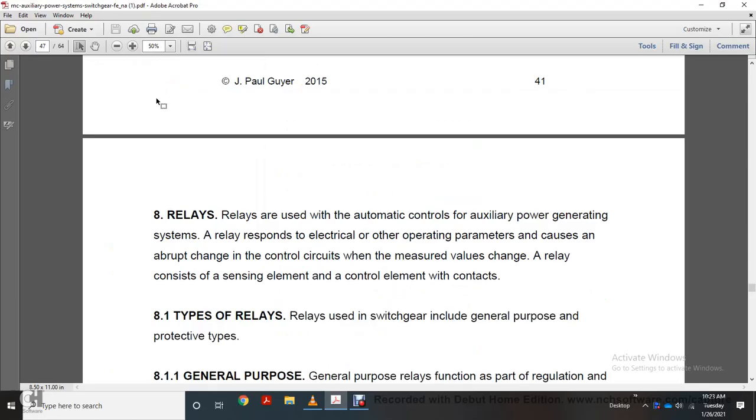Relays are used for the automatic control of the auxiliary power generator system. A relay responds to electrical and other operating parameters and causes an abrupt change in the control circuits when measured value changes. A relay consists of a sensing element and a control element with a contact.